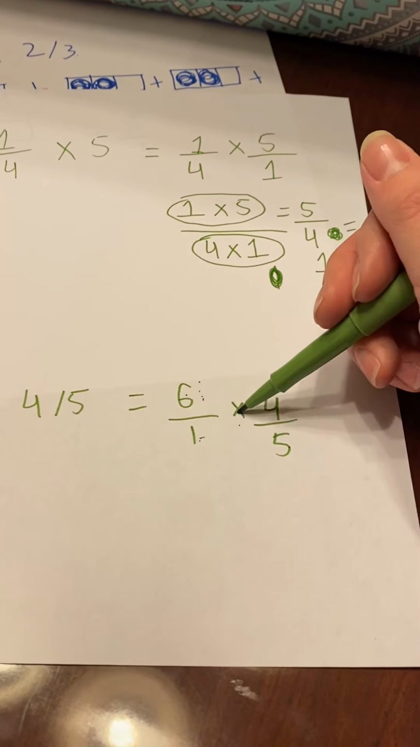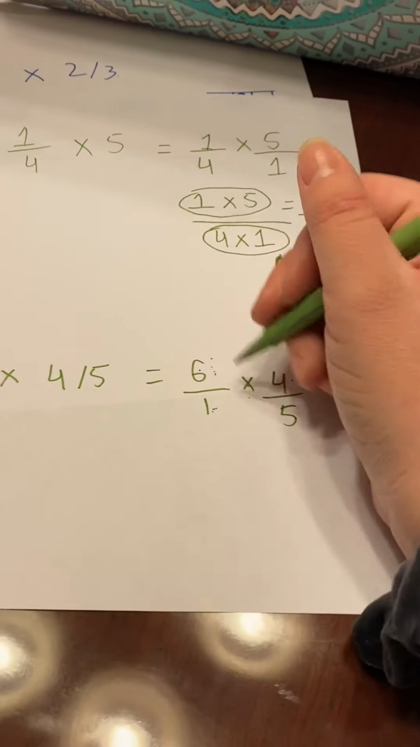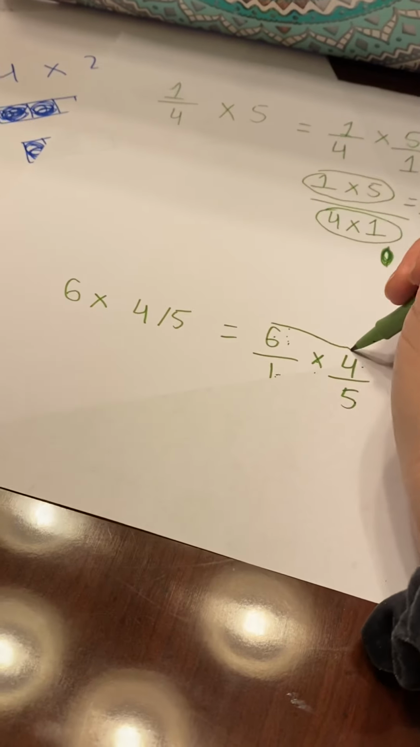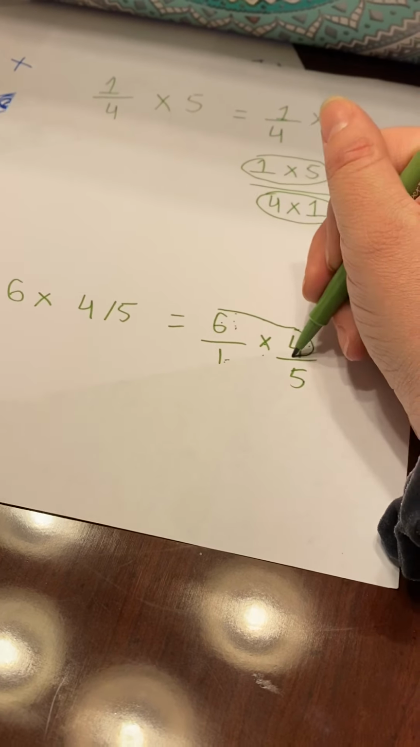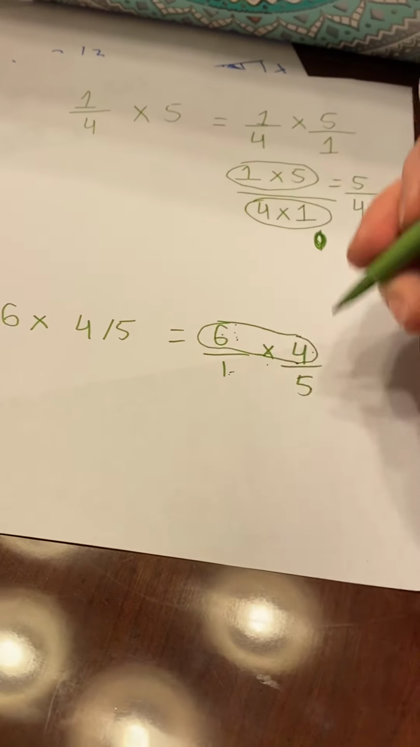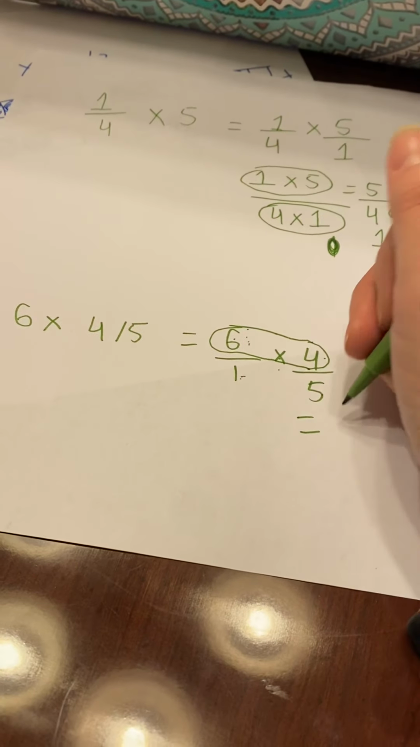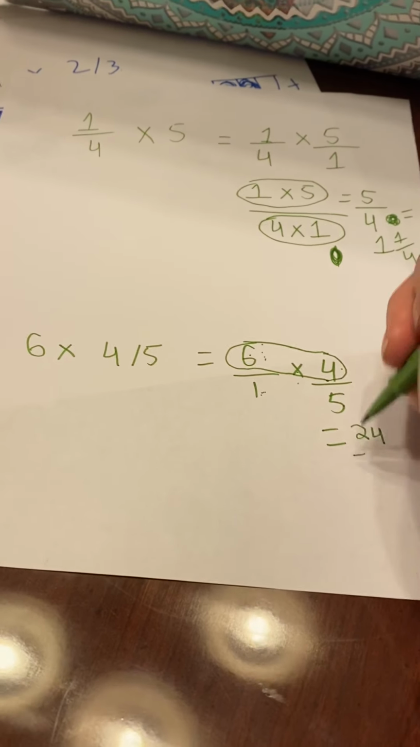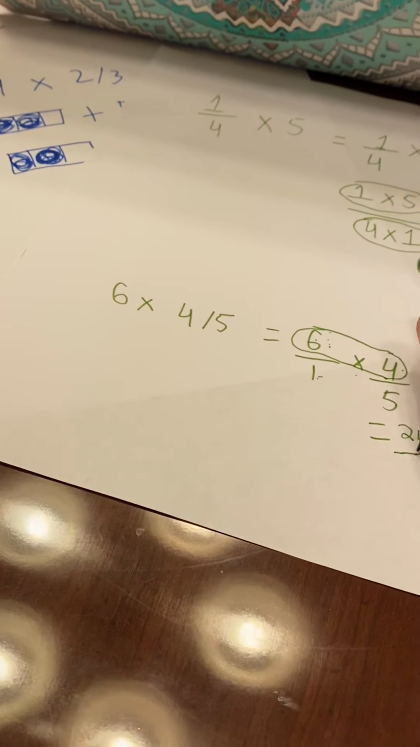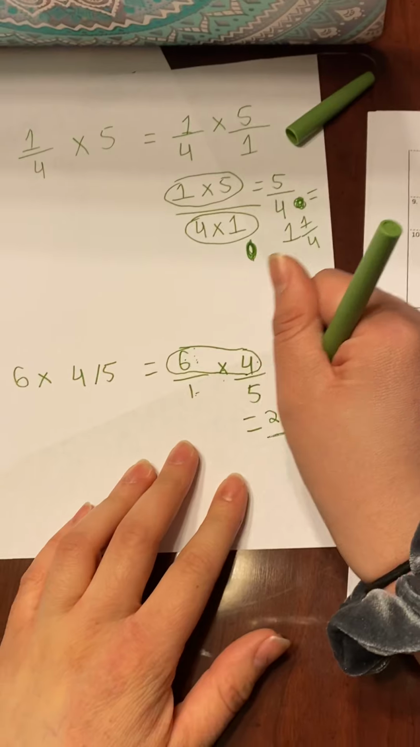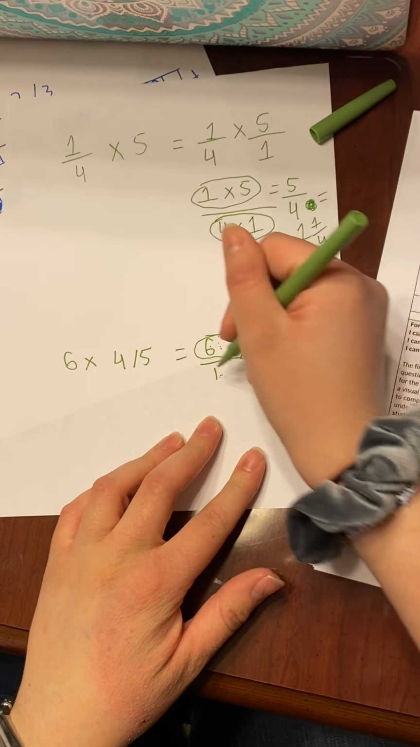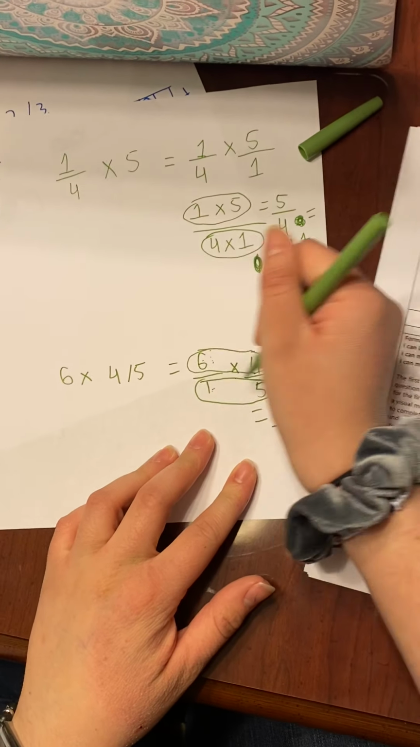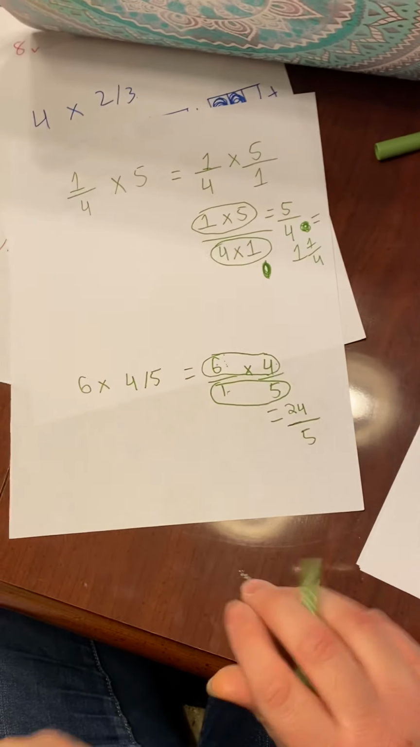So 6 times 4, multiplying the numerators first, will equal 24. And then multiply the denominators, which is 5. So 24 over 5.